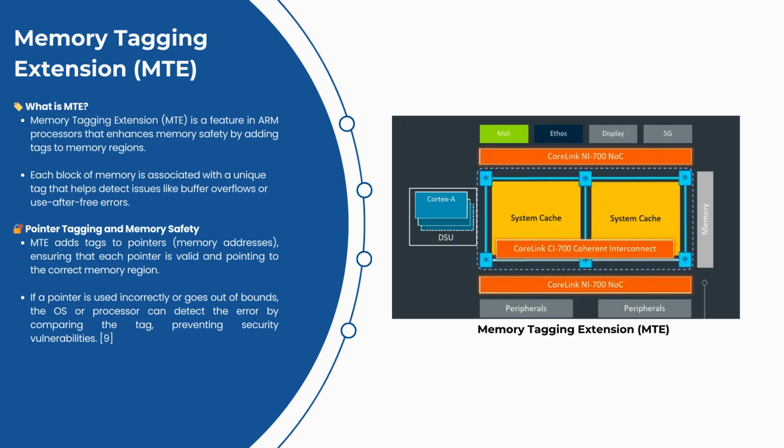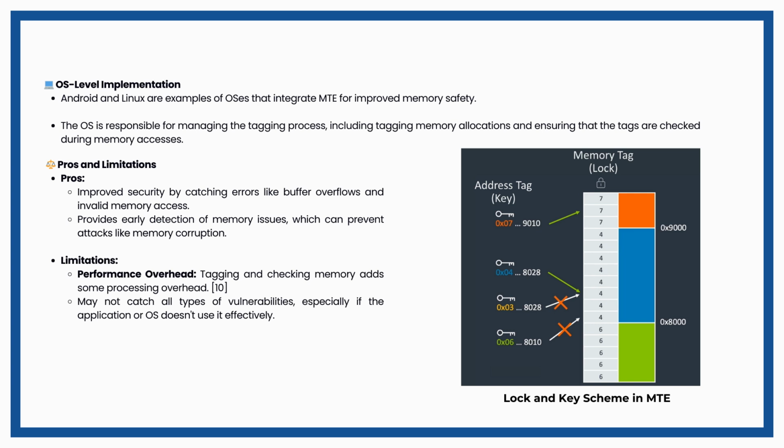MTE tags memory regions with metadata. When a program tries to access memory, the hardware checks whether the memory access matches the tag. If there's any inconsistency, like an out of bounds memory access or a mismatch between the tag and the memory, the system raises an exception, stopping the attacks in its tracks.